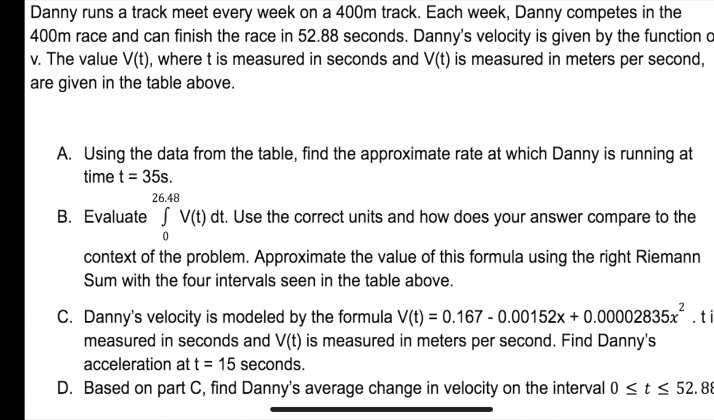Okay, so now on to part B, and part B is asking to evaluate the integral from 0 to 26.48 of v of t dt, use the correct units, and explain how your answer compares to the context of the problem. Approximate the value of this integral using a right Riemann sum with 4 intervals seen in the table above.